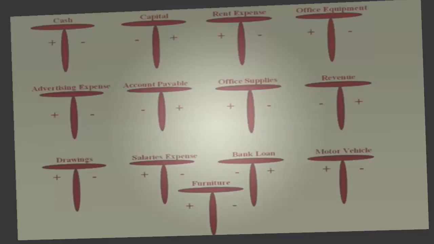Just remember, for the purpose of T accounts, drawings is treated similar to an expense. So, increase left, decrease right. So, for drawings, it's always plus on the left, minus on the right.